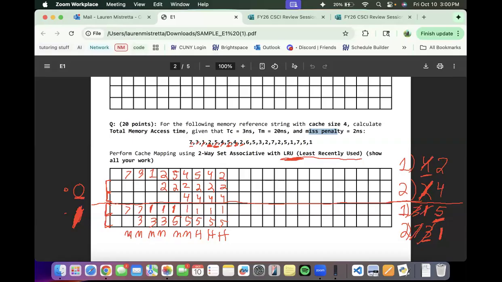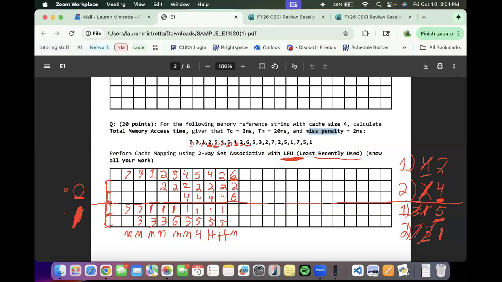And now this is why when it comes to the next number 6, this is going to be a miss because it's not in my cache already. I'm going to have to kick something out. And know that for the last one, the 4 was kicked 1 tier down. Because of that, the 6 is going to be taking the 4 spot.